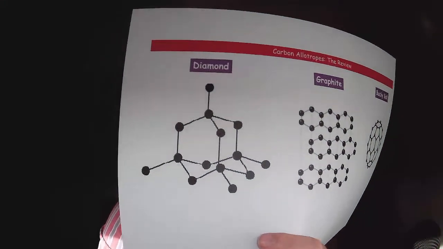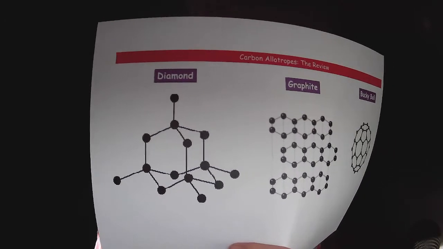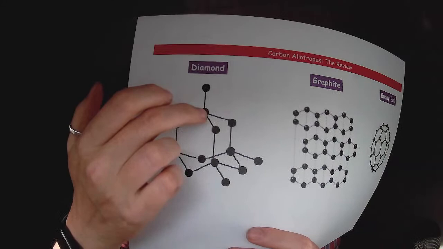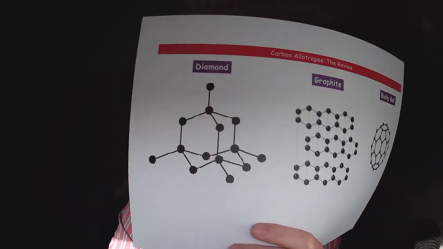The first one then is diamond. So this is our first allotrope of carbon. Diamond itself is made of carbon atoms joined to 4 others. So in diamond we have 4 covalent bonds for each carbon. What we find in terms of the properties then, diamond has a very high melting point and is hard because there are many strong covalent bonds which require a lot of energy to be broken.